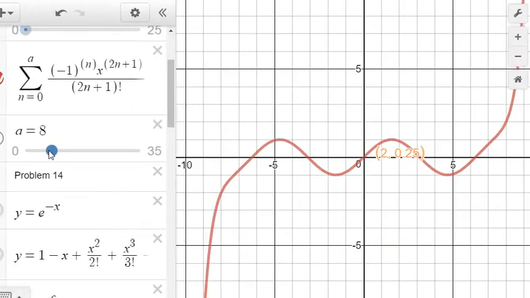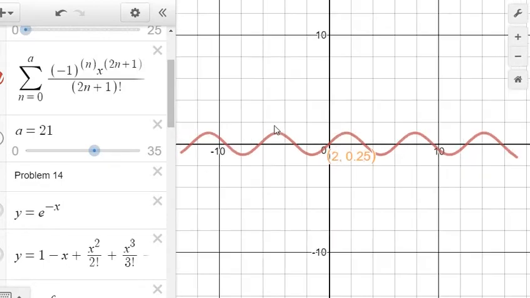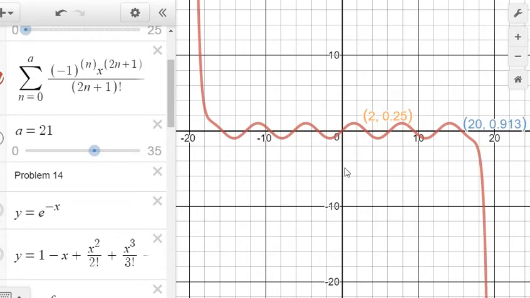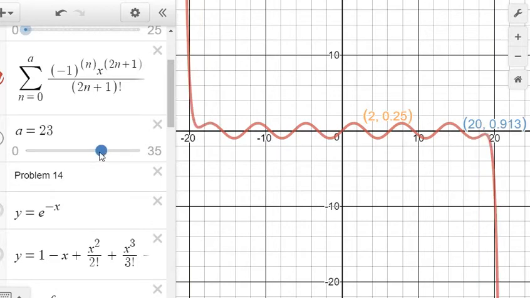And if I add in more terms, it's getting closer and closer to the sine function. Now, eventually, it kind of tails off, right? But if I want it better, then I can just add more terms. Just add more terms.